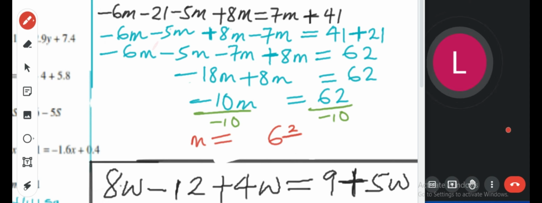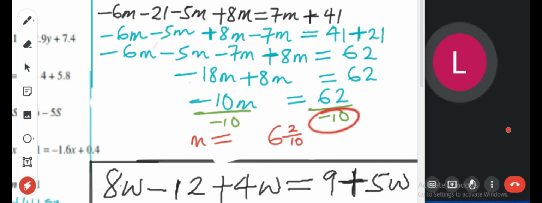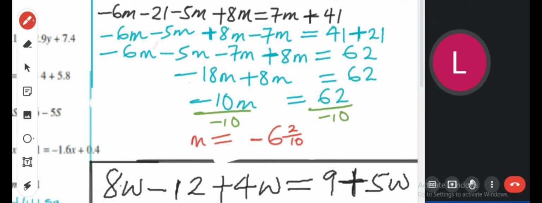The numerator, which is 62, has a plus, even though it's not written here. The denominator has a minus. The signs are not the same. Numerator is plus, denominator is minus. Since the signs are not the same, the answer will carry a minus. Remember, we have said that before. The answer will carry a minus. So m is equal to minus 6 whole number 2 over 10, or you can reduce to the lowest term, it becomes minus 6 whole number 1 over 5.